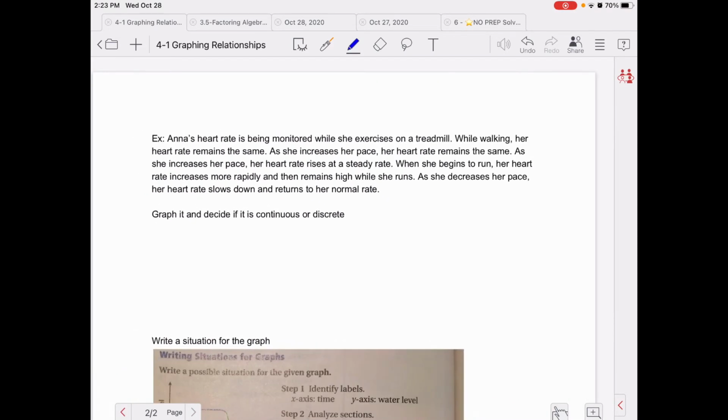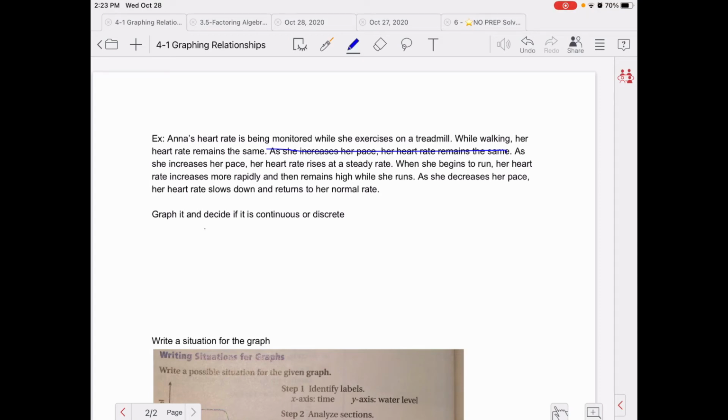Anna's heart rate is being monitored while she exercises on a treadmill. While walking, her heart rate remains the same. As she increases her pace, her heart rate rises at a steady rate. When she begins to run, her heart rate increases more rapidly and then remains high while she runs. As she decreases her pace, her heart rate slows down and returns to normal rate, okay?